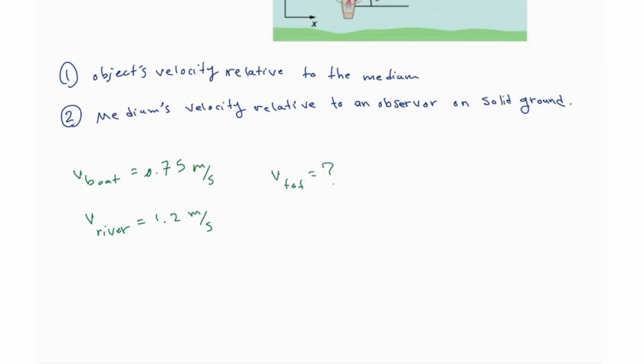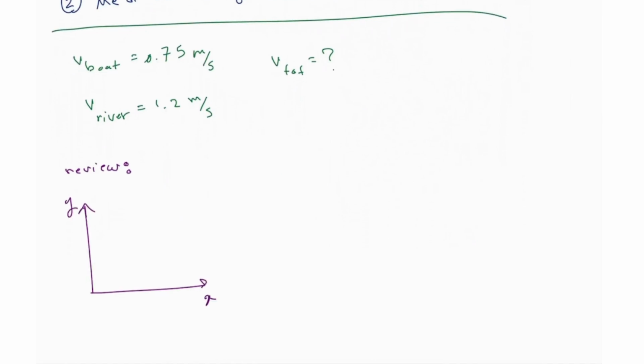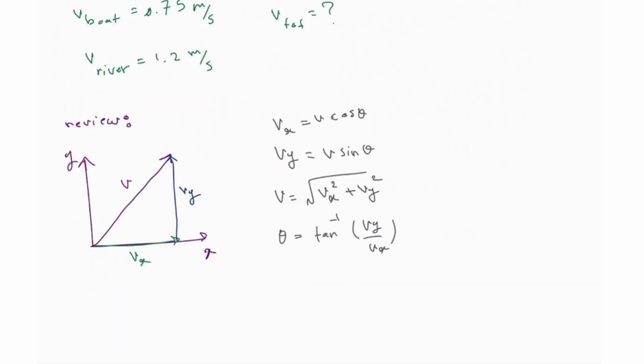So before we start solving this problem, let's quickly review the relationships between the magnitude and direction of velocity and its components along the y and x axes. Okay, now let's go back to the question. Like any other kinematic problem, we start with choosing a coordinate system.